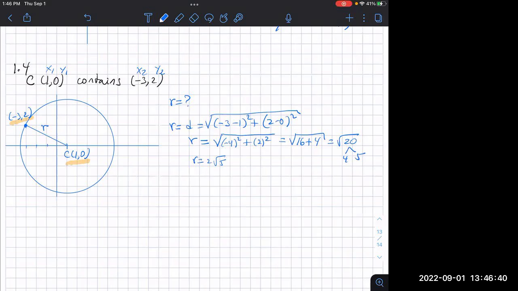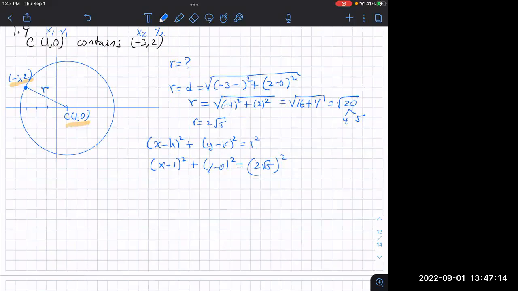So that's your radius. So now you go to the standard form, x minus h squared plus y minus k squared equals r squared, and you plug in. So what do you get? So it would be x minus 1 squared plus y minus 0 squared equals 2 square root of 5 squared.